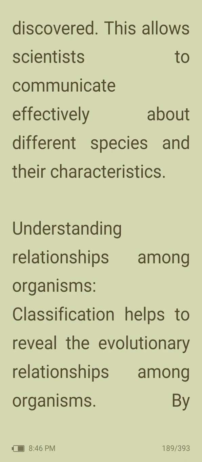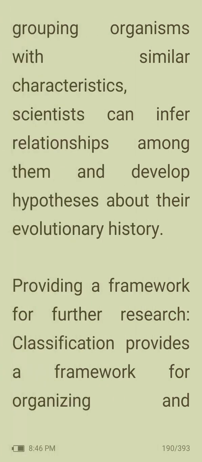Understanding relationships among organisms. Classification helps to reveal the evolutionary relationships among organisms. By grouping organisms with similar characteristics, scientists can infer relationships among them and develop hypotheses about their evolutionary history.